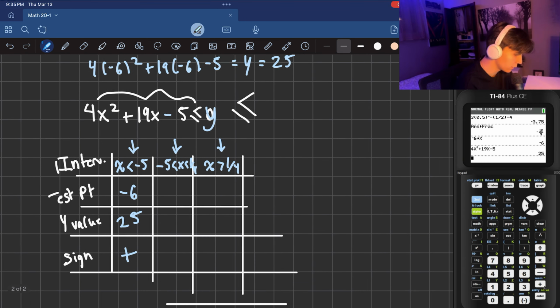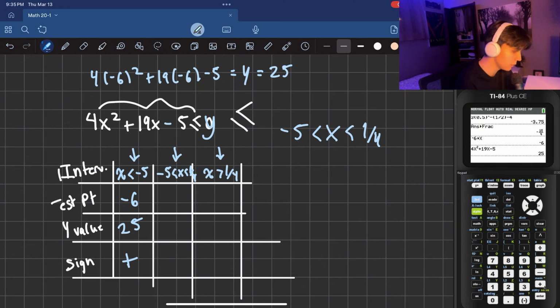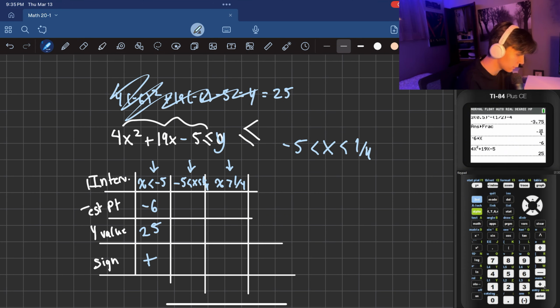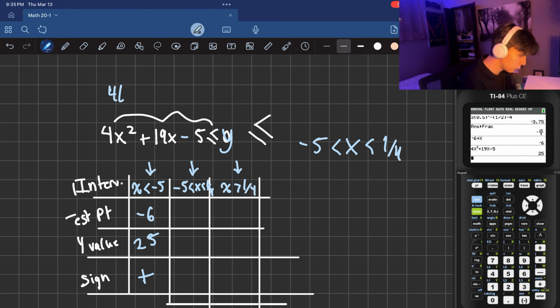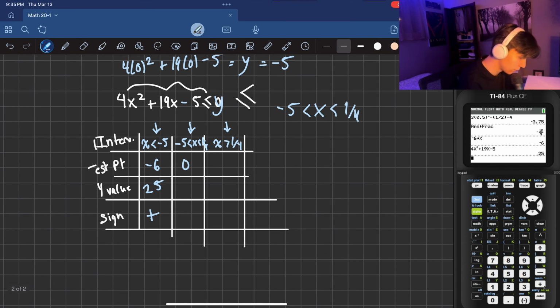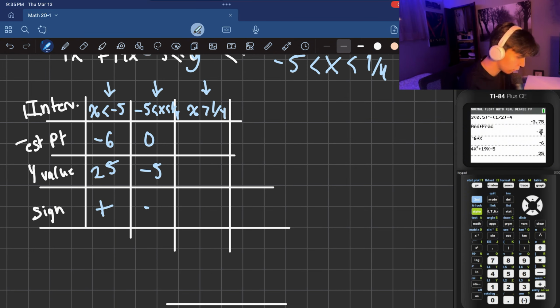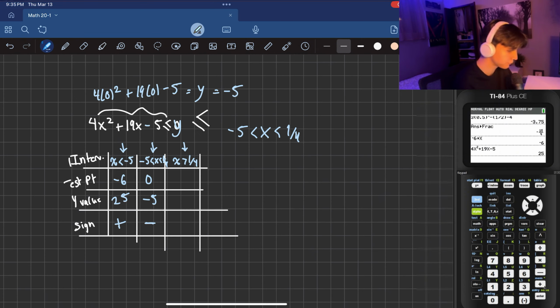Alright, so let's do this one. A number between -5 and 1/4. So I'm going to do 0, since the test point 0 is nice and easy. So 4 times 0 squared plus 19 times 0 minus 5 equals y. So y gives us -5 here. So we can write that, and since our sign is negative, write your negative sign here.